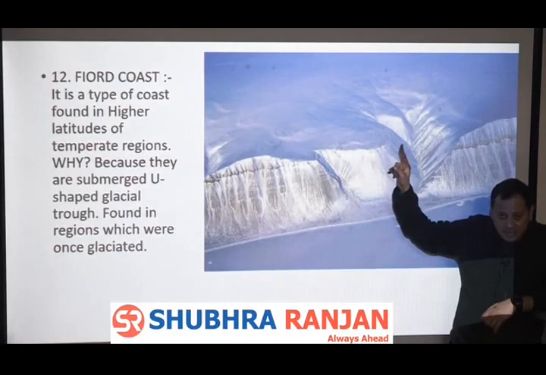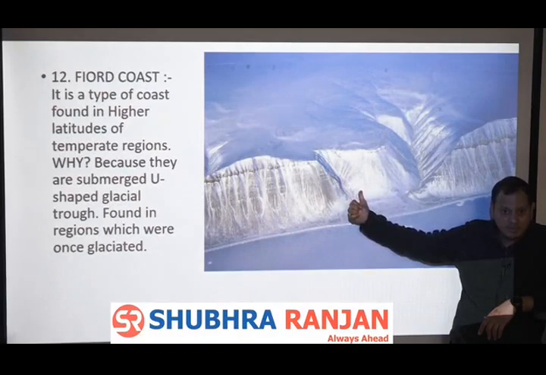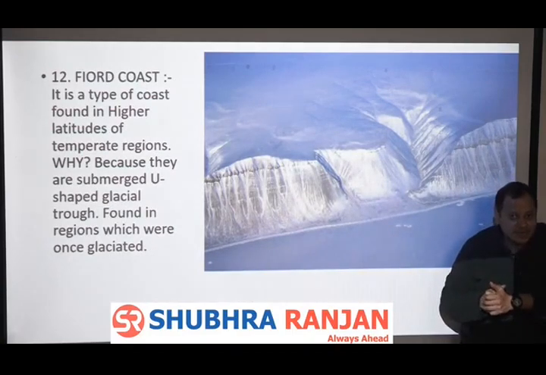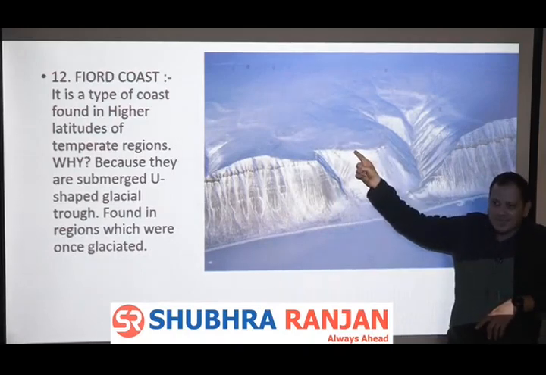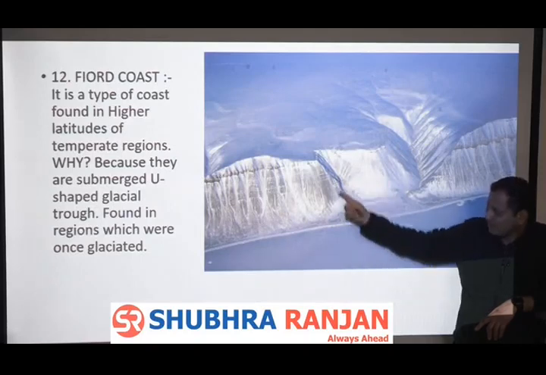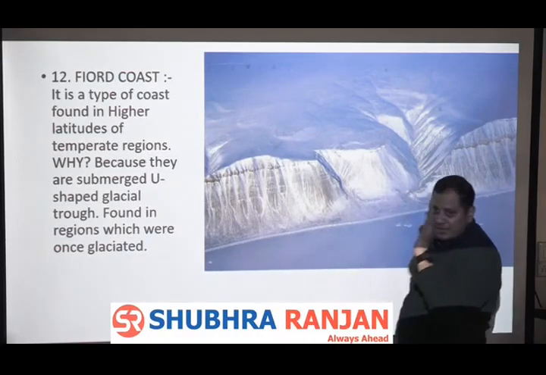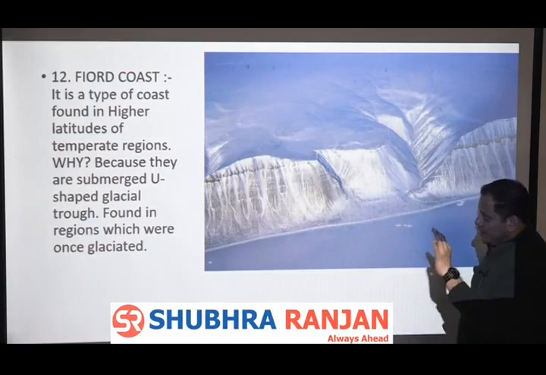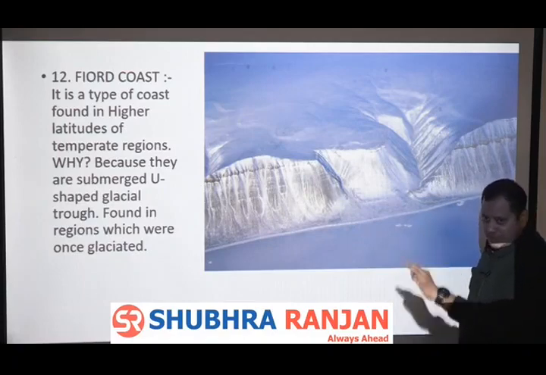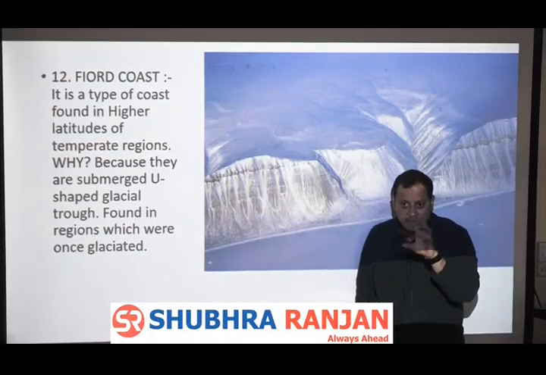So you can see in the regions of fjord coast, water or sea is always having at its back very steep high mountains. Again continental drift yaad karna, isiliye lemmings migrate hote the, yahan pe aane ke baad they used to fall down and aisa lagta tha mass suicide. Lemmings of Norway. So this is a typical Norwegian coast. It is a type of coast found in the higher latitudes of the temperate regions. Why? Because they are submerged U-shaped glacial troughs. This fjord coast will be found in the regions jahan pe once they were glaciated.